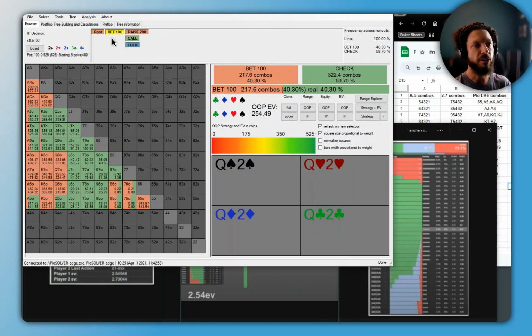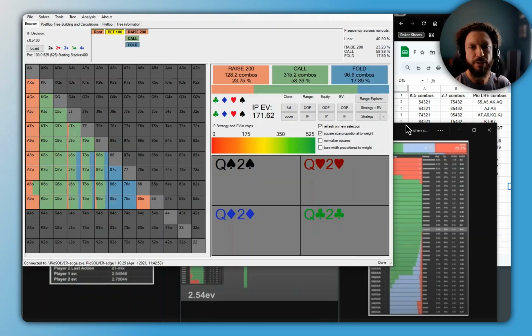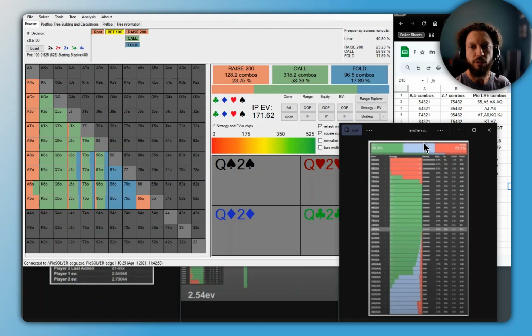And here we will see facing a river bet. And in Ian Chan's private solver, his solve wants to raise 23%. We have raised 23.7. Call 60. We have call 58. Fold 16.5. We have fold 18. So again, very, very similar EVs. And very, very similar strategy.